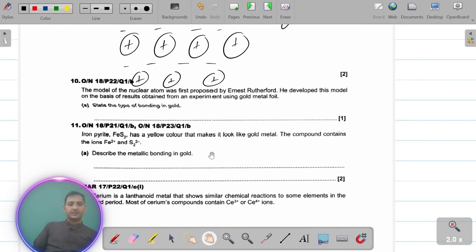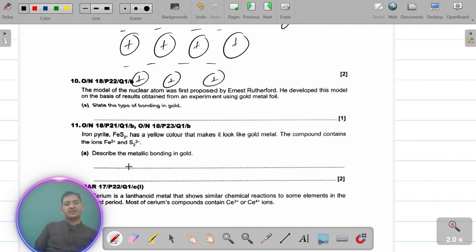The model of the nuclear atom was first proposed by Ernest Rutherford. He developed this model on the basis of results obtained from an experiment using gold foil. Here is the type of bonding in gold. Gold is a metal, so write the answer metallic bonding. Describe the metallic bond in gold.